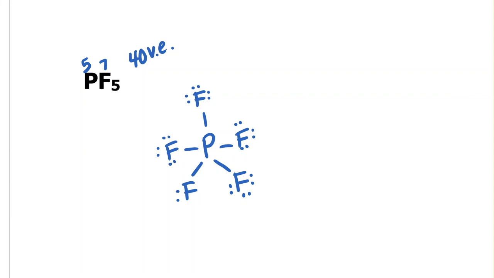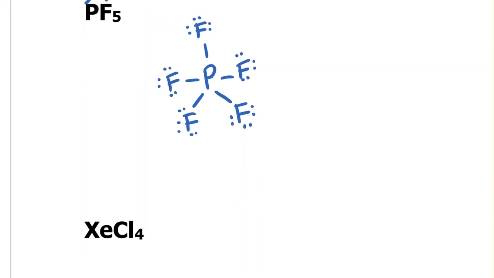I'll give fluorine its octet. Then after doing the fluorines, if I count now, I have 8 times 5. That's 40. So that compound is good. It has all octets. Phosphorus has an exception of an extra 2, but that's okay. Okay, let's do another one.